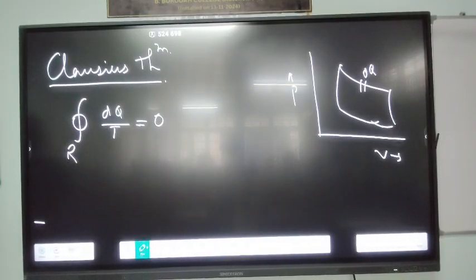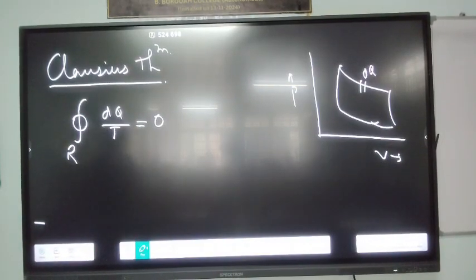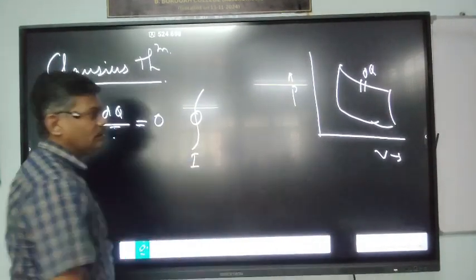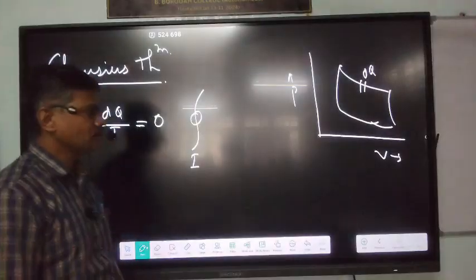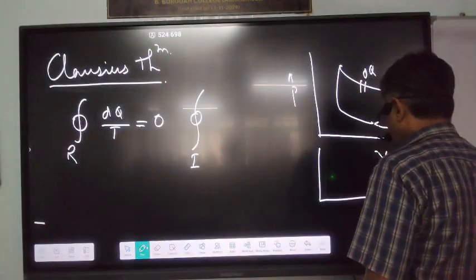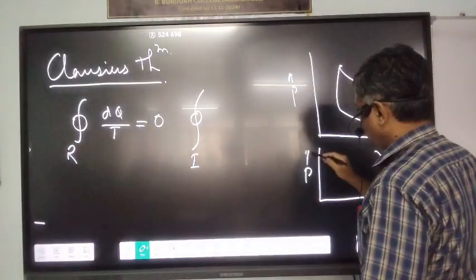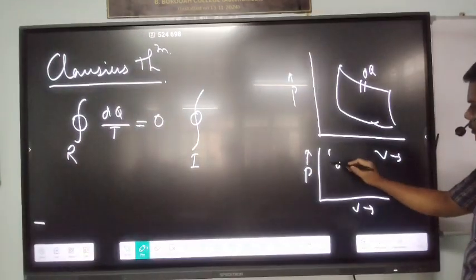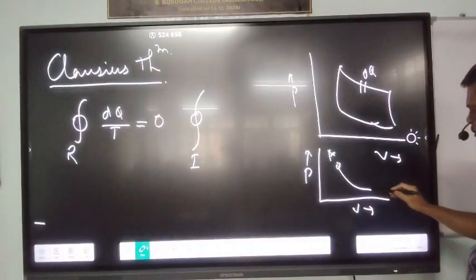Now for irreversible process, this is for reversible process. The irreversible process er karone ki hobo? Now it can be shown that if it is an irreversible process, that means you are going like this. তুমি এর পৰা বি লৈকে গৈ আছা.